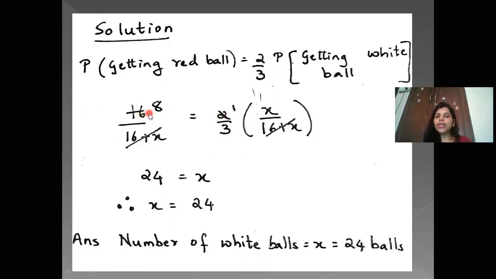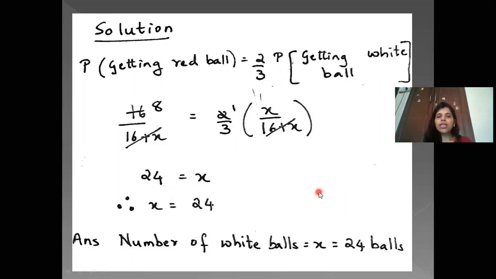So 2 eights are 16. Now when you bring this 3 to this side, it becomes 8 threes are 24. Therefore you get the value of x as 24. So the number of white balls is equal to 24 balls.